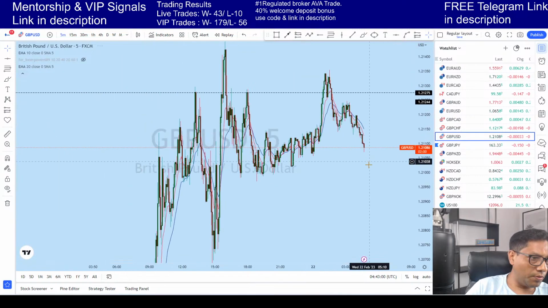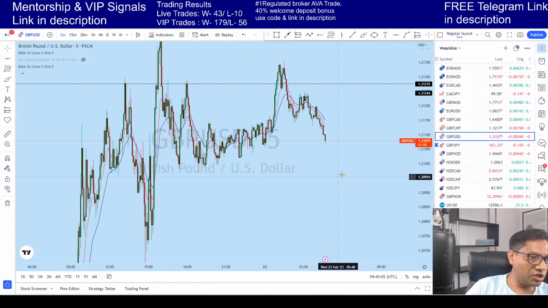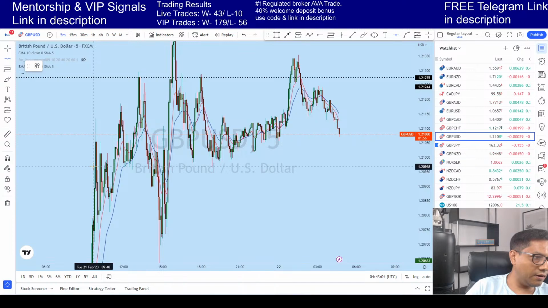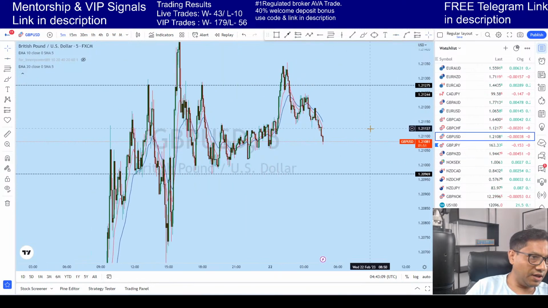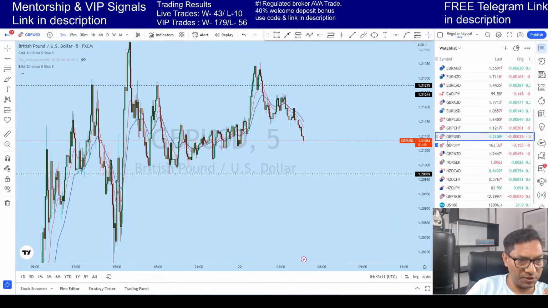Now let's look at the 5-minute chart. Keep an eye on it, and if the price breaks this support zone here, we might find a bullish or bearish trading opportunity based on the lower time frame price action that we are trading.